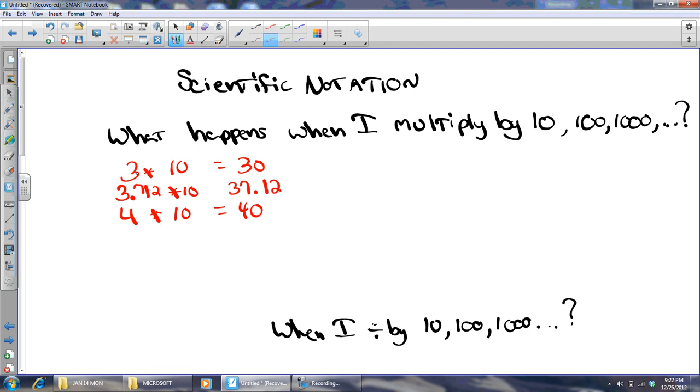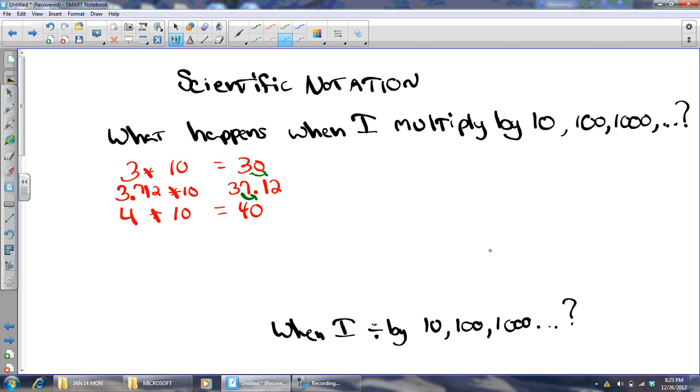3 and 712 thousandths is between 3 and 4. If I multiply it by 10, just like 3 and 4, the answer has to end up being between 30 and 40. The answer to the question, what happens when I multiply by 10? Well, the decimal point moves one place. See that? It was here for the 3, and then it moves behind the 0. Okay, so when I multiply by 10, the decimal point moves one place to the right.